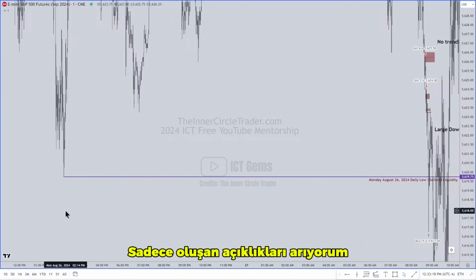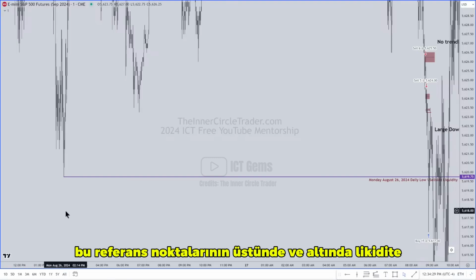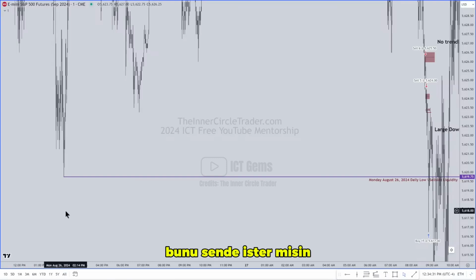I'm looking just for the opening gaps that form on Sunday's 6 p.m. opening. That's Forex, and that is futures. It's everything, okay? Main thing is daily highs and lows, the liquidity above and below those reference points. You want to have that in your list of things to observe. They will act as draws on liquidity. The market will gravitate to those, just like a new week opening gap, just like a new day opening gap.